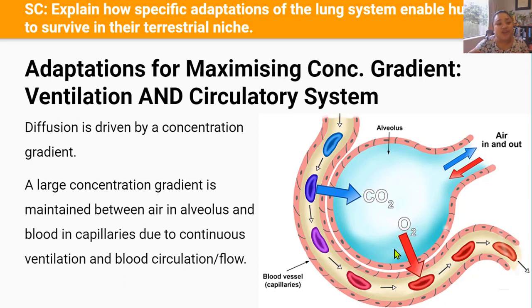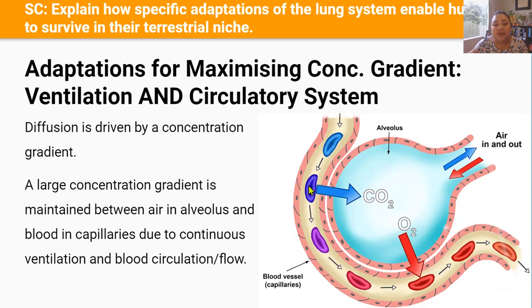The concentration gradient across this alveoli is what drives diffusion and gas exchange. So a large concentration gradient is required for efficient gas exchange. And this is exactly what happens at the alveolus. Blood arriving at the alveolus is oxygen poor. It has a low oxygen concentration, and that's represented by blue red blood cells.